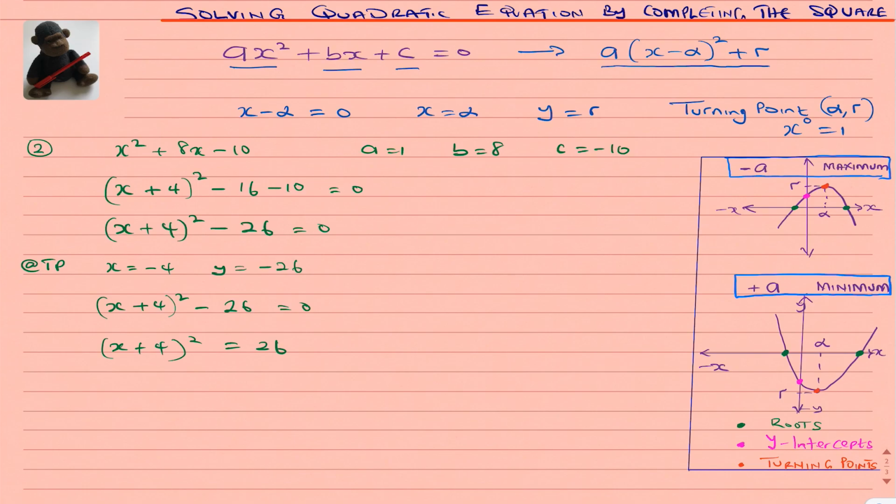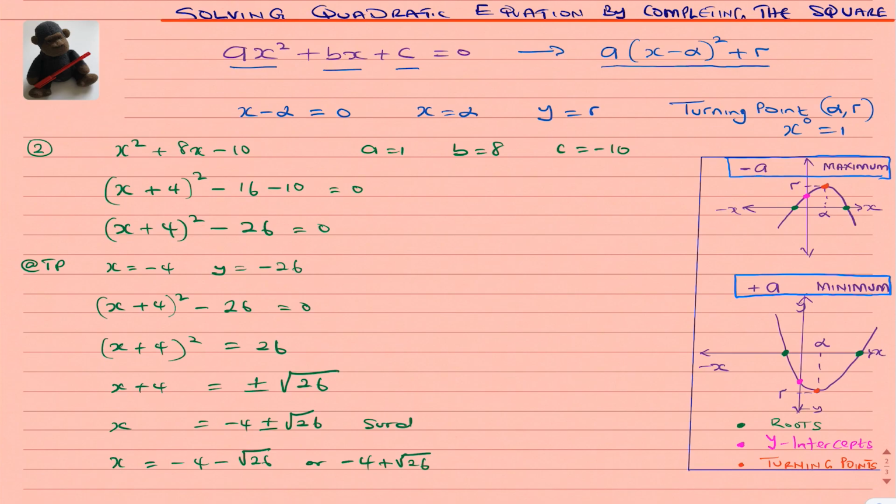And then we square root both sides, so you get x plus 4 equals plus or minus root 26. And then we take away 4 from both sides, so that will be minus 4 plus or minus root 26. This is the surd form of the answer, in case you're told to leave your answer in surd form, which implies that x equals minus 4 minus root 26, or minus 4 plus root 26.